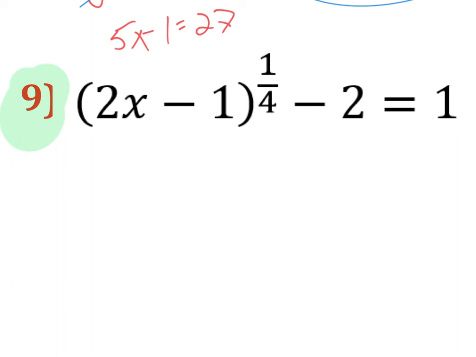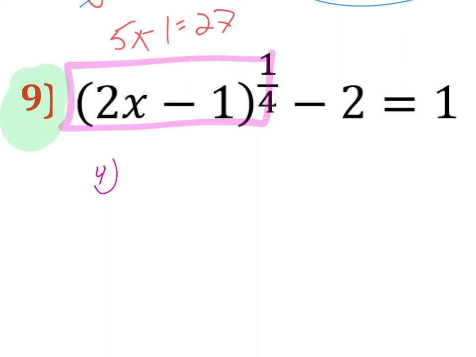All right, so we have 2x minus 1 to the 1/4 power, minus 2 equals 1. Again, there's my radical term. I want to isolate that. So I've got the 4th root of 2x minus 1. Again, I prefer to write these with radicals instead of rational exponents. And then if we kick the 2 to the other side, that'd be a 3. We now raise both sides to the 4th power. If you want to get rid of a 4th root, it goes to the 4th power.